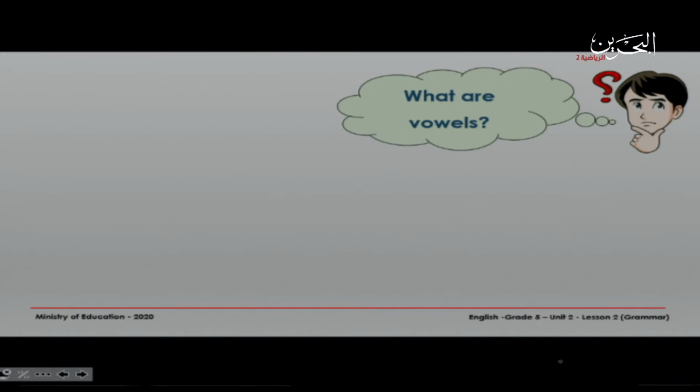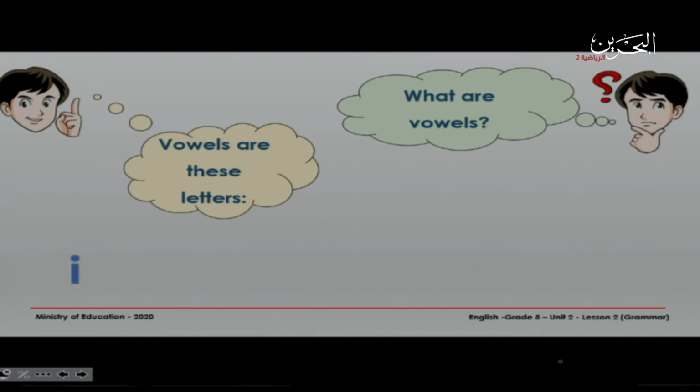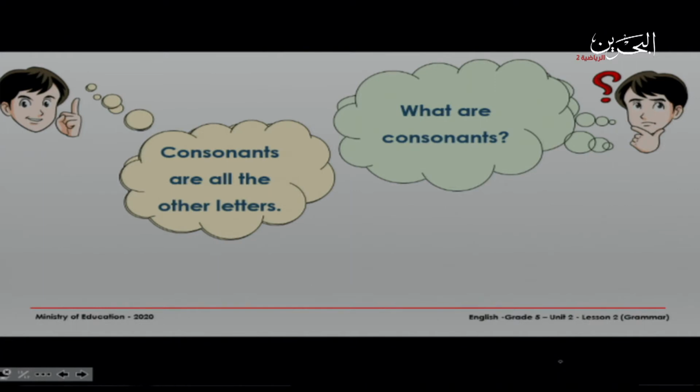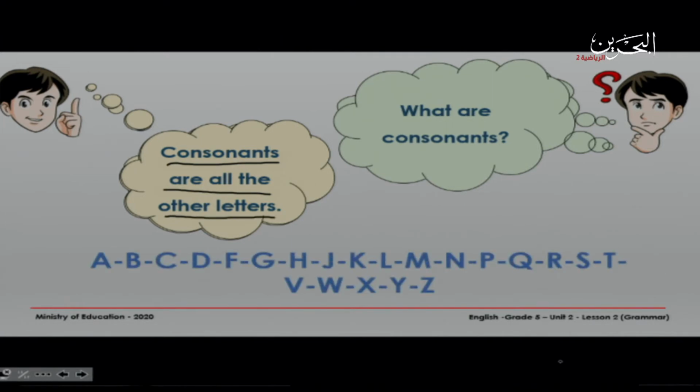Again, I will remind you of the vowels. What are the vowels? As I said earlier, they are I, O, U, E, and A. What are the consonants? What do you think? Consonants are all the other letters, which are B, C, D, F, G, H, J, K, L, M, N, P, Q, R, S, T, V, W, X, Y, and Z.